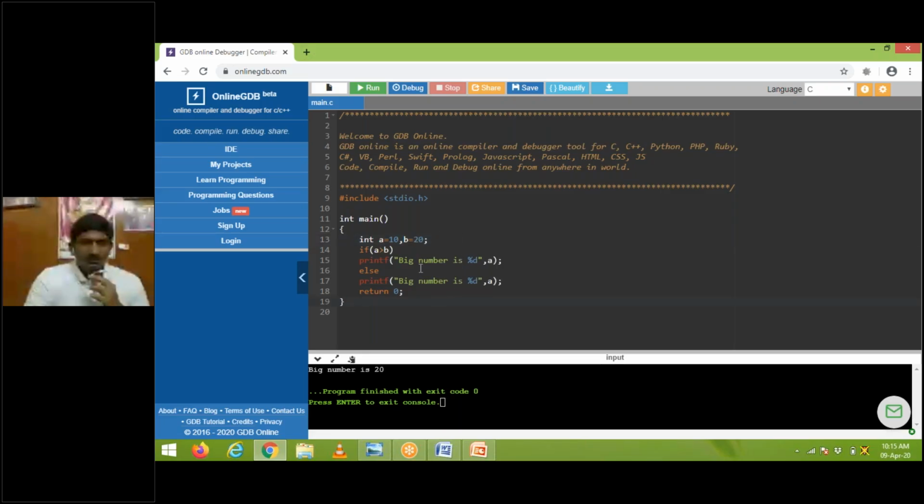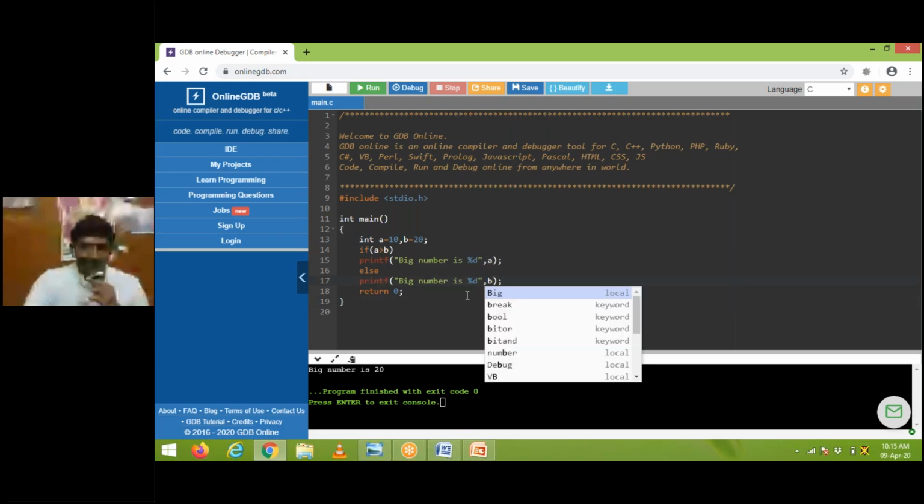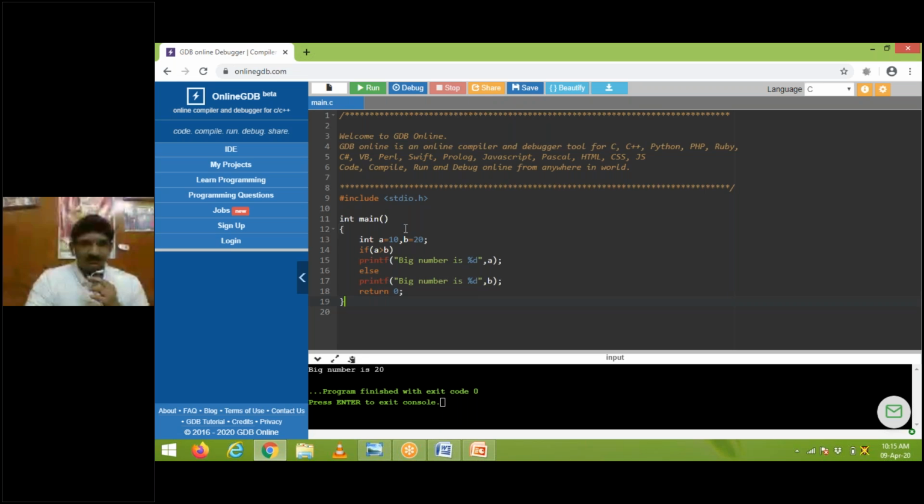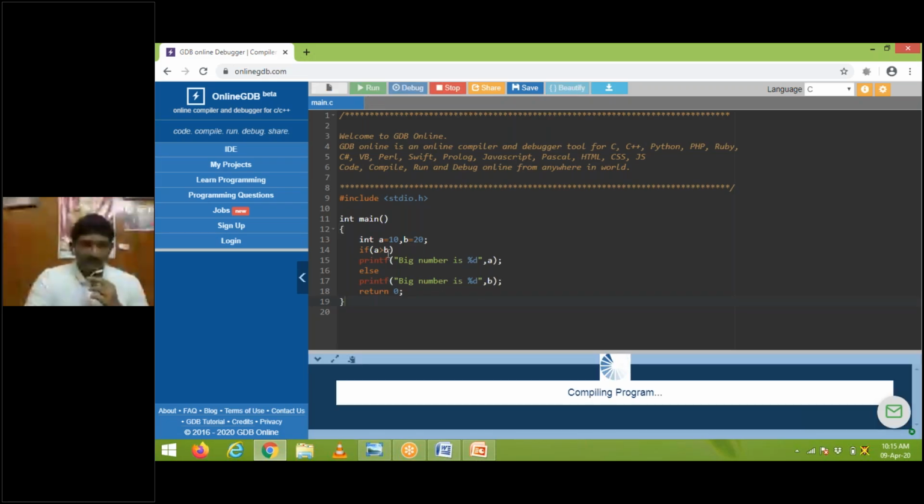So now big number is A and big number is here B. Without the conditional operator, we will do the program like this. 10 is greater than 20, the condition is false. The else case will be executed. Big number is B, that means 20 will be printed. So now we'll run the program.